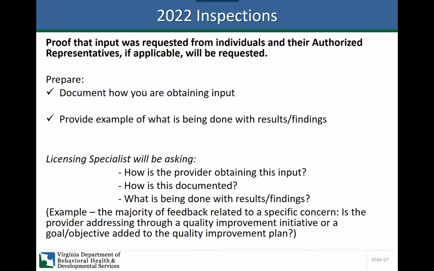How are you obtaining input? And then even consider, so what are we doing with this? We get these results, so how are we implementing this? A licensing specialist may ask, how are you obtaining it? How is it documented? What's being done with the results or the findings? If a provider gets a lot of feedback related to a specific concern, is the provider addressing this then? Is it a quality improvement initiative or a new goal or objective added to the quality improvement plan? All of that feedback should be helpful in directing the provider's quality improvement efforts.